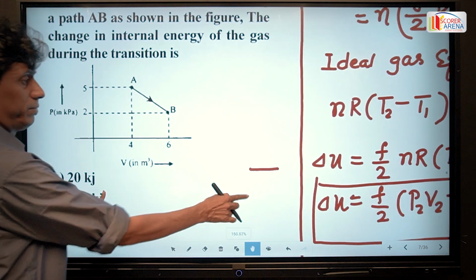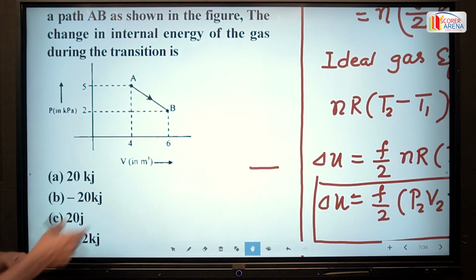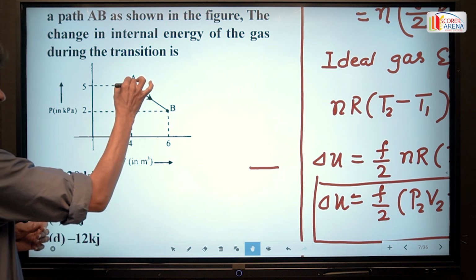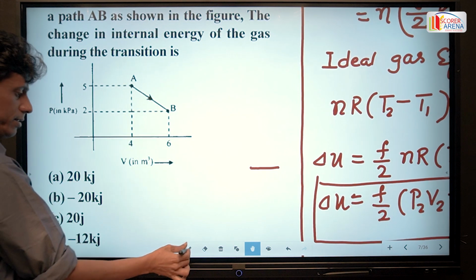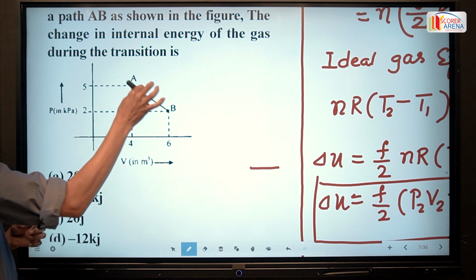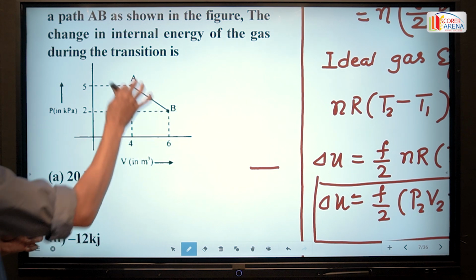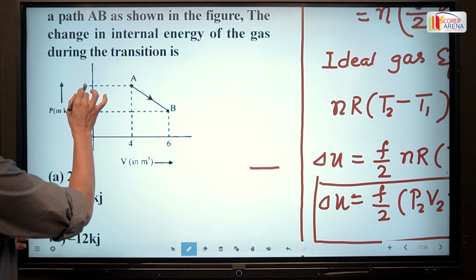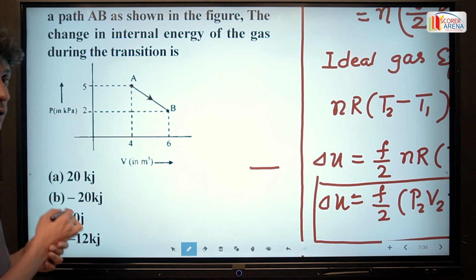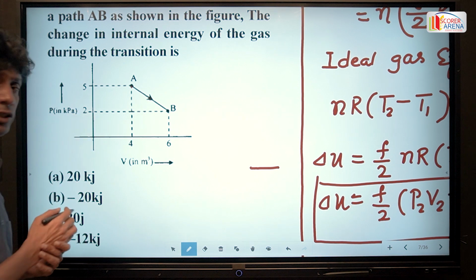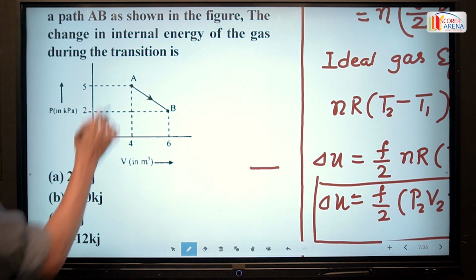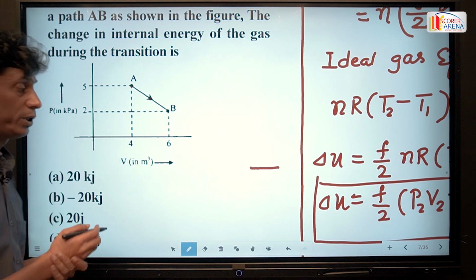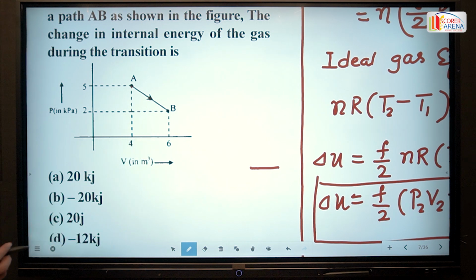In the problem, in our diagram, gas goes on transition from state A to state B. Here initial pressure is 5 kilopascal and final pressure is 2 kilopascal, and corresponding volume, initial volume 4 meter cube and final volume is 6 meter cube.